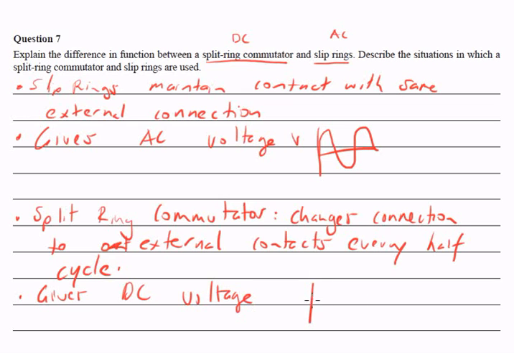Again, you need to go and have a look at a diagram of commutators to see, as you rotate a generator by hand, if it has a commutator, it changes the connection to the external contacts every half cycle. And the voltage looks like, we call this pulse DC, if you ever want to use a really sexy physics term, pulse DC.